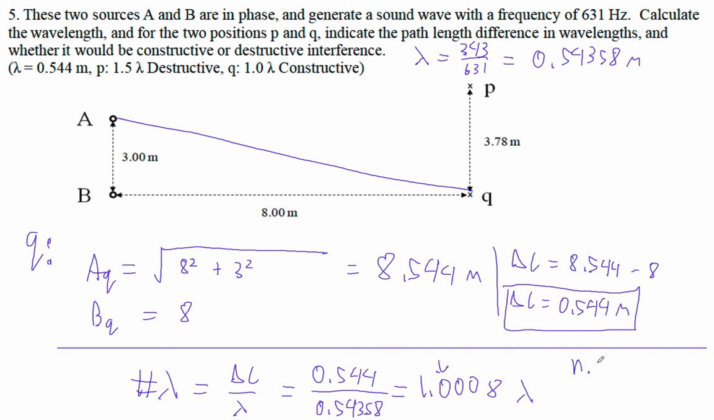So since that number is closer to a 0, this is constructive. Any number 0.0 or close to 0, that's constructive. It constructs a bigger wave because crest is meeting crest and trough is meeting trough. Okay.